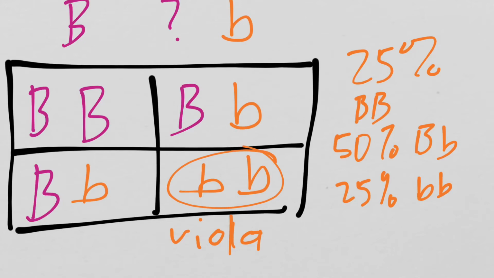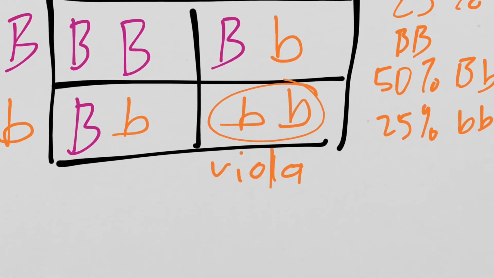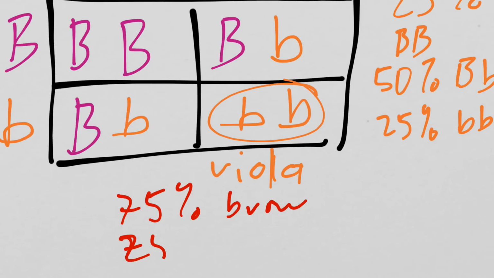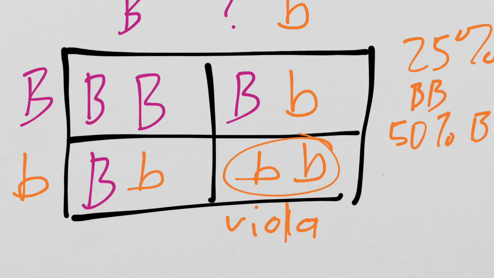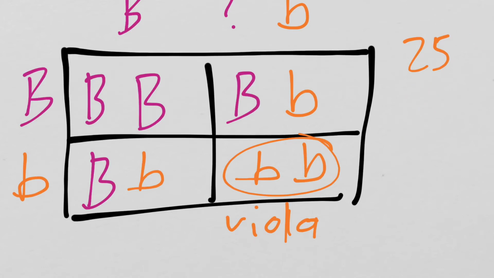Because it asked for the genotypes on this one, right? It didn't ask for the phenotypes. If it had asked for the phenotypes, then we would say there's a 75% chance of brown eyes and a 25% chance of blue eyes. So that's how that works. And then I'm going to undo all of this and use this page again for the next question.